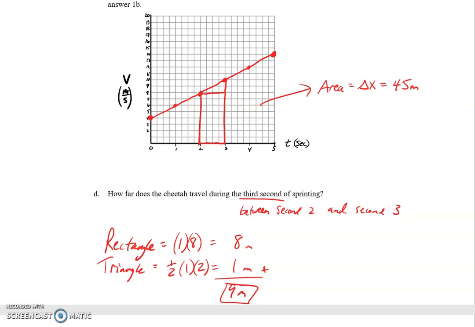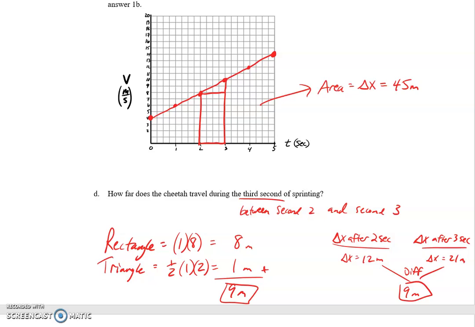Remember, there's another way you can do this problem. You could find displacement after 2 seconds. If you did that, delta x would be 21 meters. And you could find the displacement after 3 seconds. That displacement is 12 meters. Well, I have those backwards. Sorry, the first one's 12. This is 21. The difference between them is 9. You get the same answer either way.